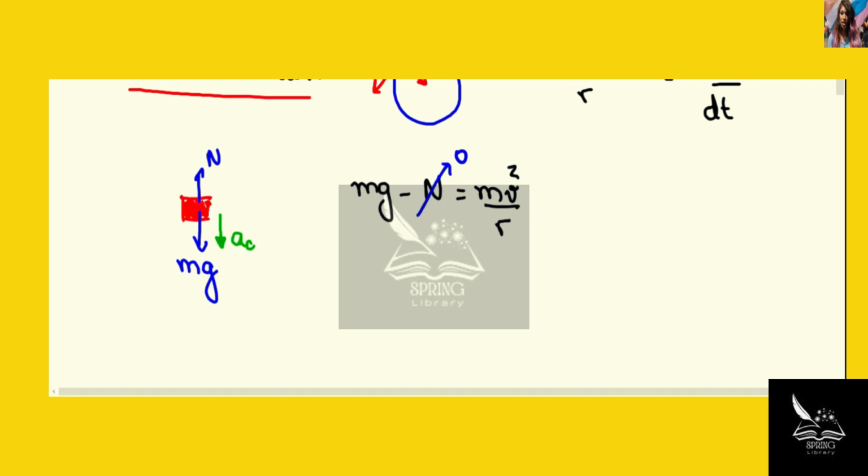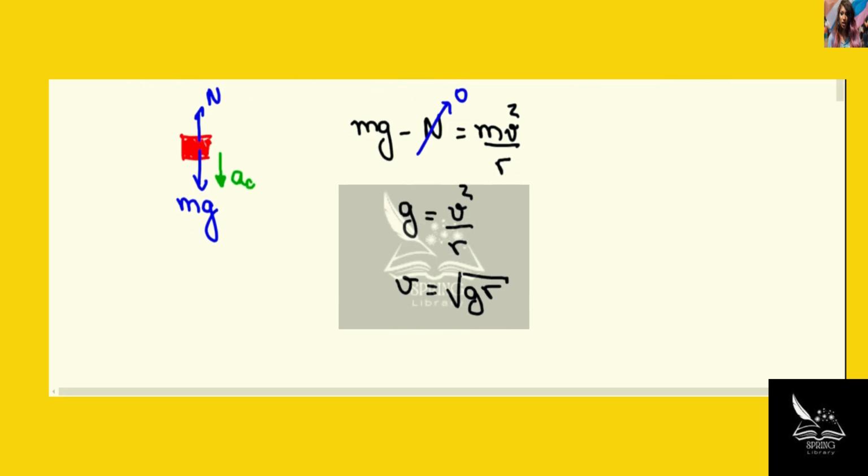Okay, and when n is minimum, v is maximum. That's what we want to calculate. So we're left with g is equal to v squared over r. So v must be equal to the square root of gr. This is the maximum speed that the car can have.